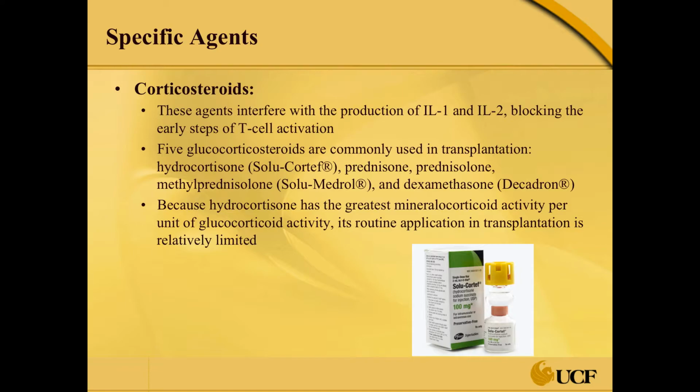So let's talk about some of the specific agents that we'll see used in patients who undergo organ transplantation. The first class, which is very popularly used in the post-op phase, is the corticosteroids. These agents interfere with the production of interleukin 1 and interleukin 2. So if they interfere with interleukin 1 and interleukin 2 production, then the ultimate effect of a corticosteroid is blocking the early steps of T cell activation.